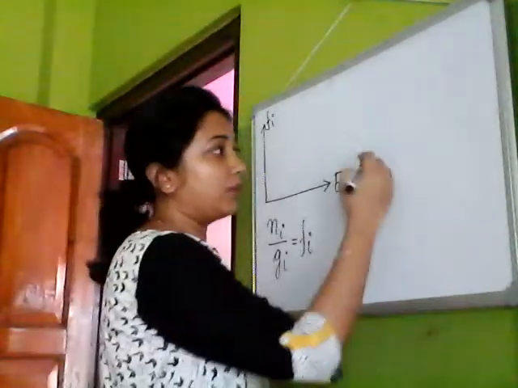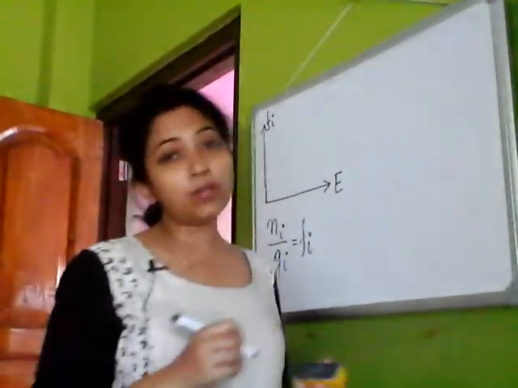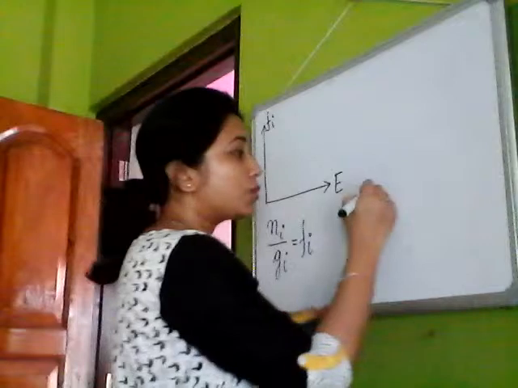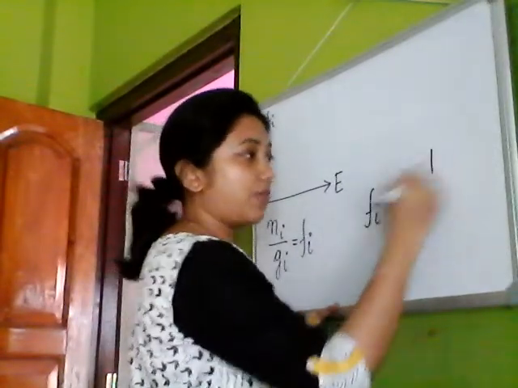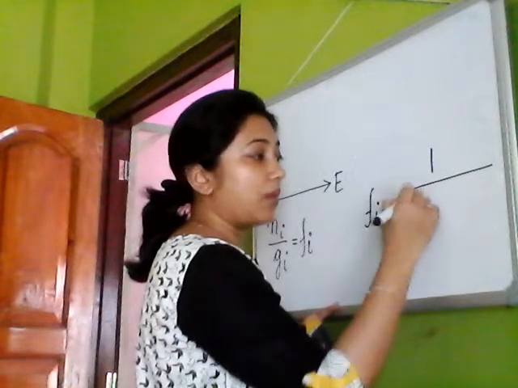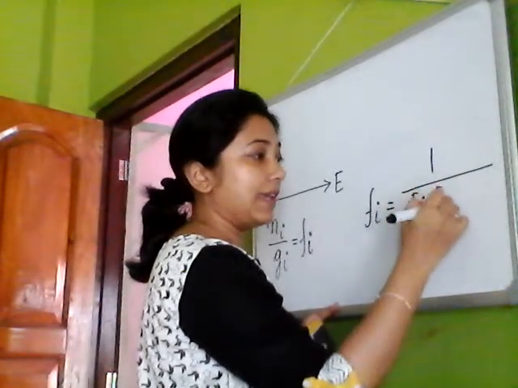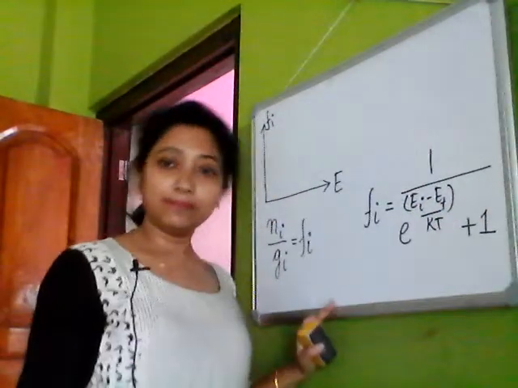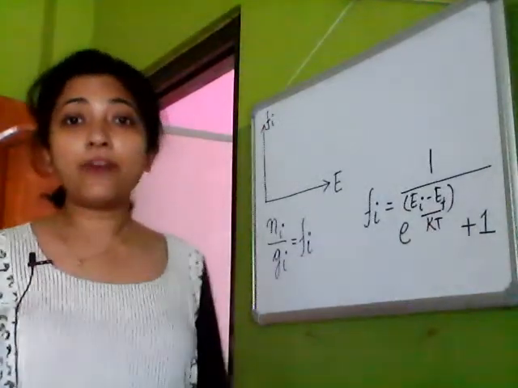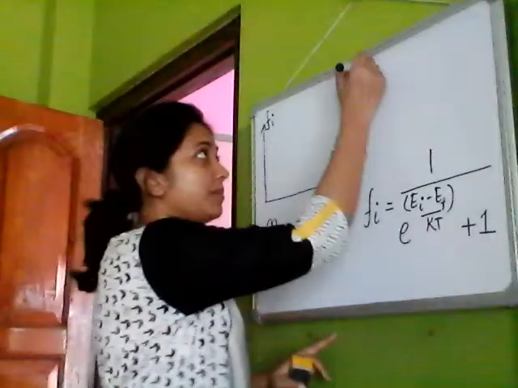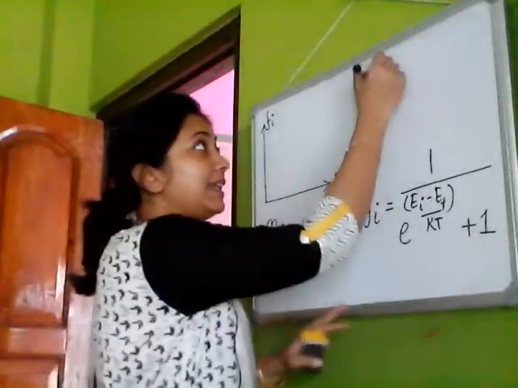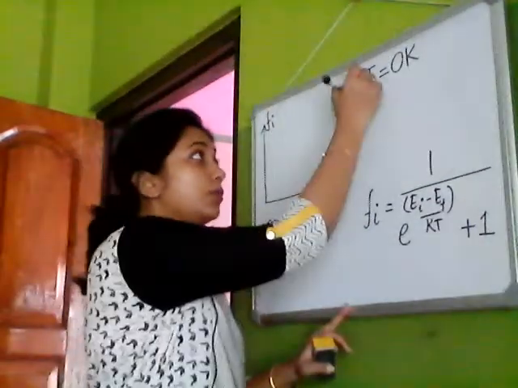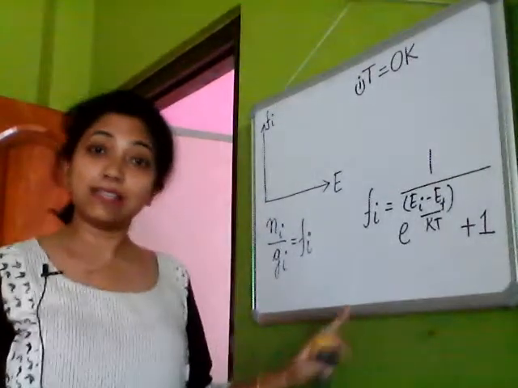Fine. Now let us write down the distribution function once again. I would also like that you please write with me so that it becomes like a practice for all of us. Fine. So distribution function, as we have already written, is e to the power Ei minus Ef by kT plus 1. Right? Now my first condition. Let this condition be temperature T is equal to 0 Kelvin. So the first condition that we are looking into is a situation when the temperature is 0 Kelvin.